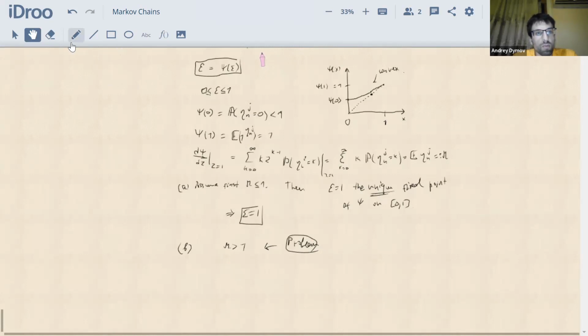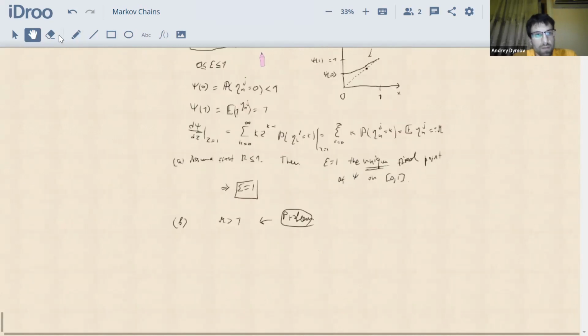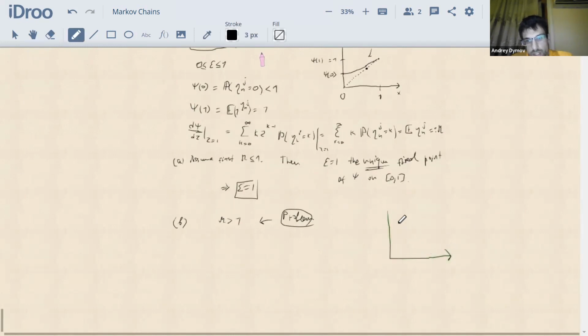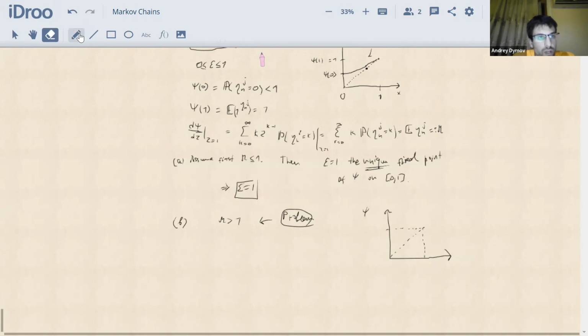You see, here the problem is that actually you will have two fixed points. One fixed point is always z equal to 1 because of this. But in this situation you will have to show that there is also another fixed point which is situated somewhere here.